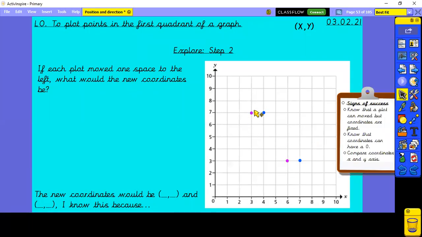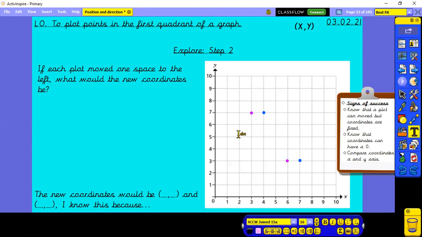Looking at my purple plot, I need to identify the coordinates of these new plots. As always, I'm going to start on my 0 and go along my x-axis, and I'm going to focus on this one first. I'm going to stop at the number it's in line with, which is the number 3. Now I need to look at my y-axis, so I'm going to go up and see what number the plot is in line with, which is 7. So my coordinates for this plot here will be 3, 7, and that is my new coordinate.